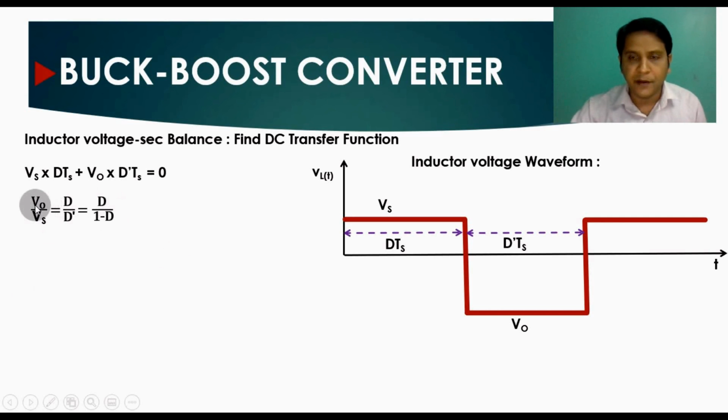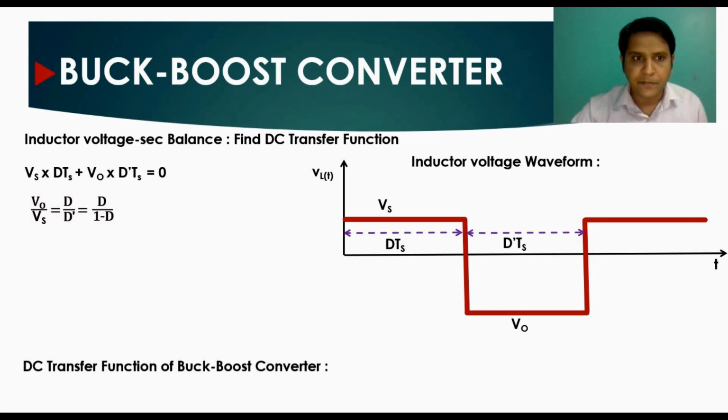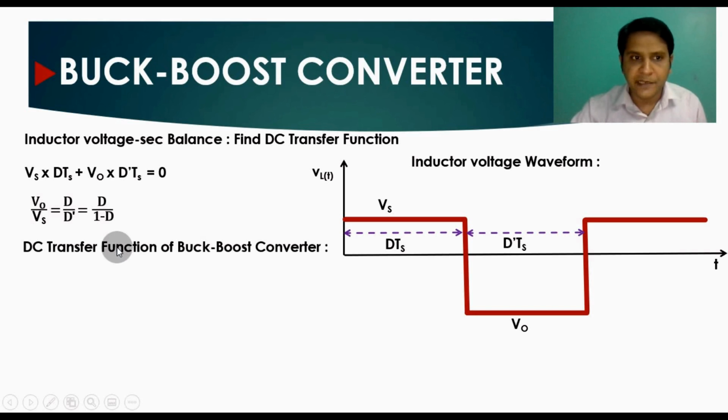What is the impact on your output voltage? And you can also find the conversion ratio. Let us say if your duty cycle is 0.5, what is your output voltage? If your duty cycle is 0.4, what is your output voltage? You can easily find it irrespective of your source voltage or input voltage, right? So basically this is the DC transfer function of the buck boost converter, right?